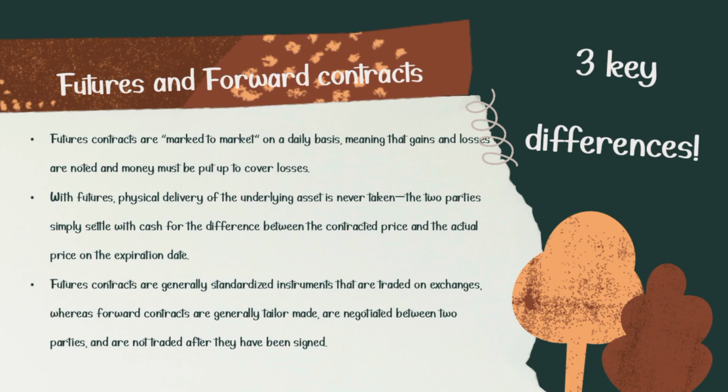expiration date. Third, futures contracts are generally standardized instruments that are traded on exchanges, whereas forward contracts are generally tailor-made, are negotiated between two parties, and are not traded after they have been signed. So futures and forward contracts were originally used for commodities such as wheat, where farmers would sell forward contracts to millers, enabling both parties to lock in prices and thus reduce their risk exposure.